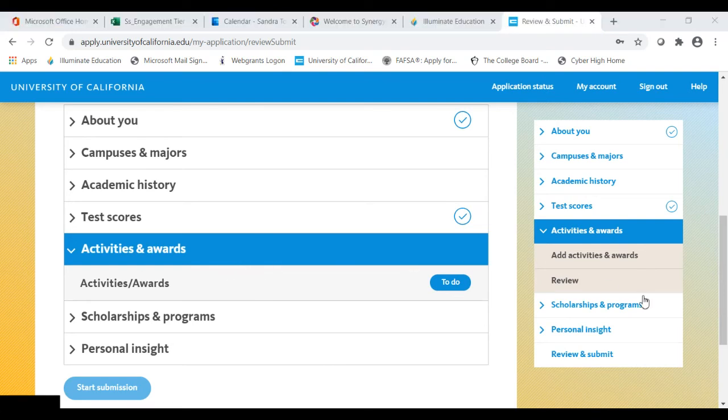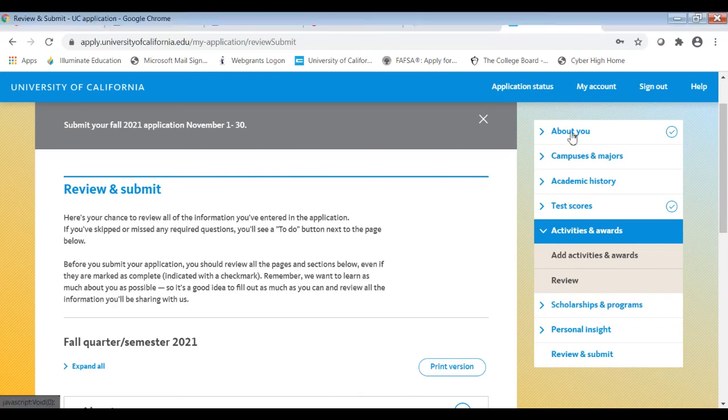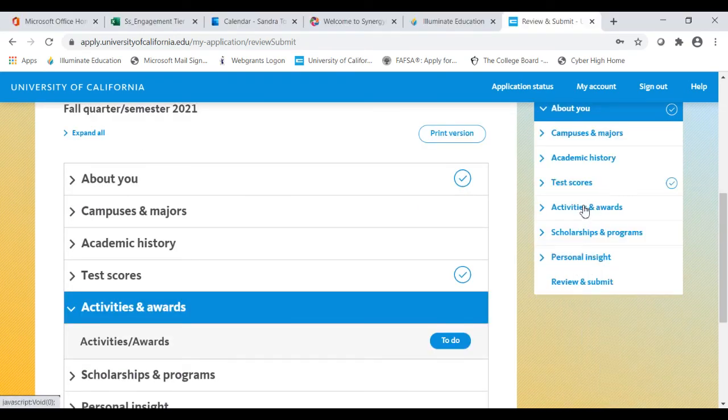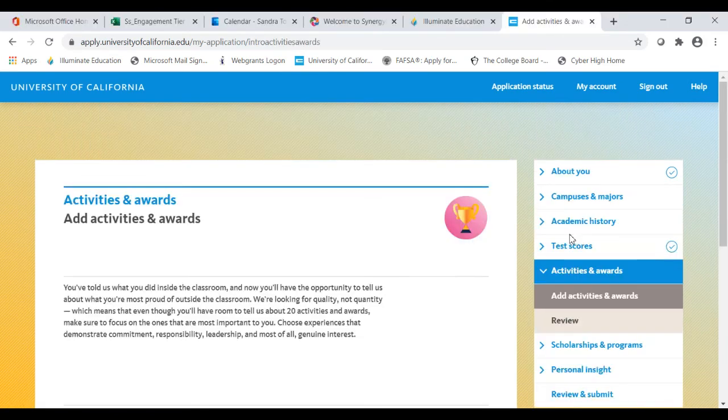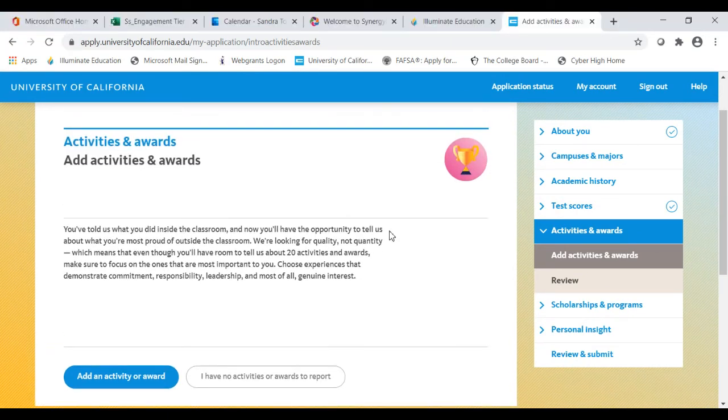Okay, hi everyone. So we're now going to go on to the activities and awards section. Basically, we've reviewed all the academic parts of entering the information. Now they want to know more about you, because remember that universities use a holistic approach when considering you for admissions, which means that they're not just looking at your academics, whether you got A's or B's, they're also looking at your involvement. And so this is also super, super important.